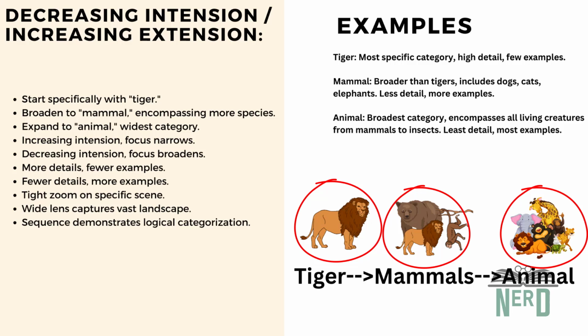Animal. Zoom out even further, and we get to the category of animal. This is our broadest category yet. It includes all mammals, but also birds, fish, reptiles, amphibians, and insects. The intention is at its lowest, because the shared attributes among all these creatures are very general, like being a living organism that moves. However, the extension is at its highest because this category covers all animals.